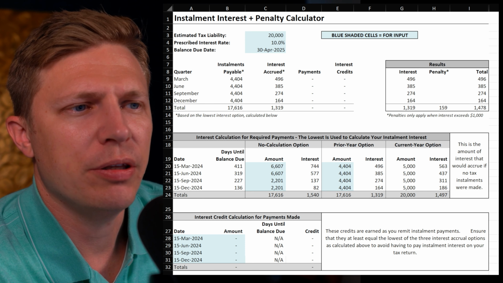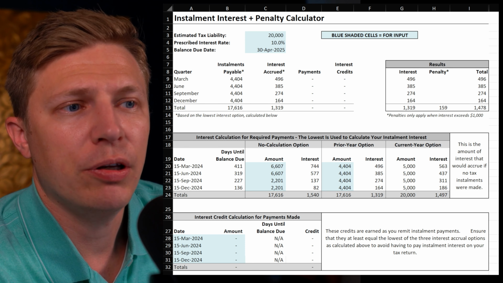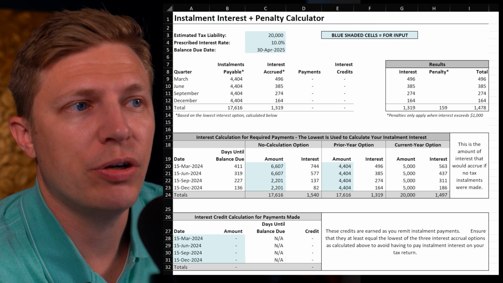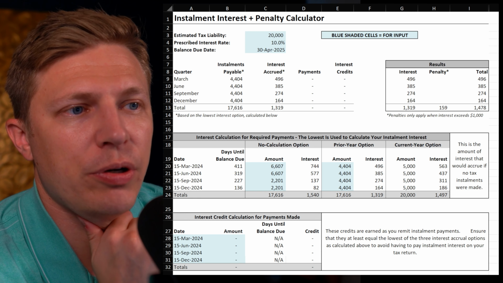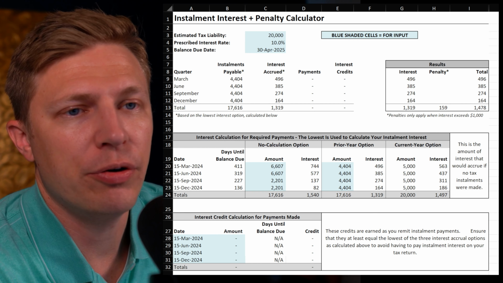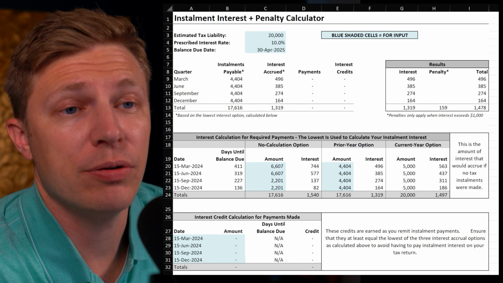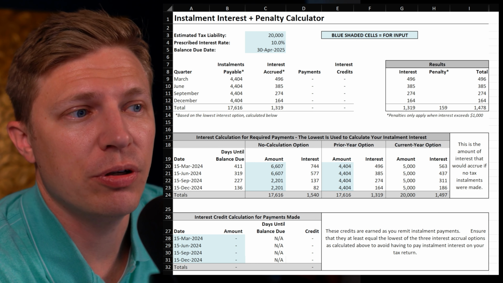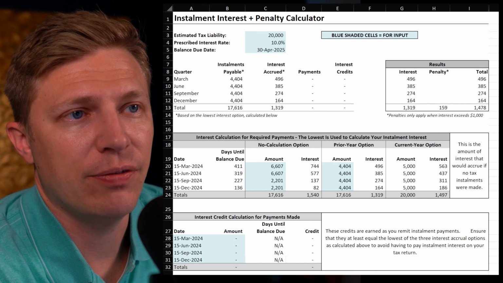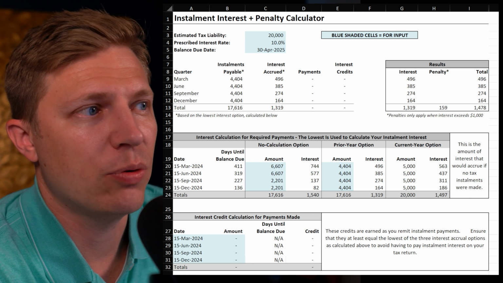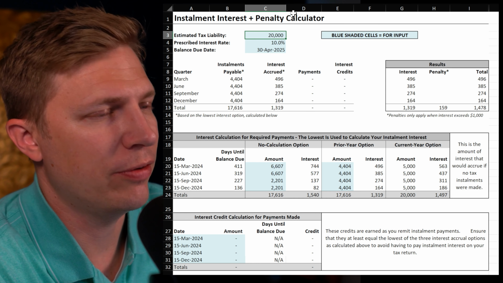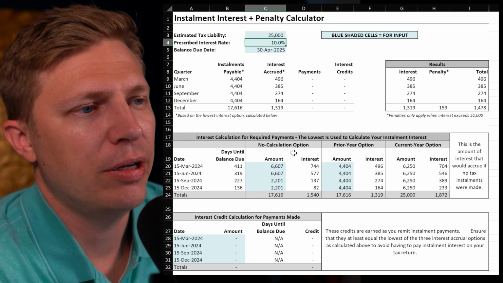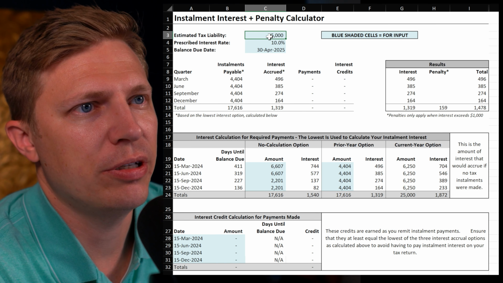So if we look at these three, the no calculation option, if you were to remit 0 payments, would generate $1,540 of interest. The prior year option would have $1,319 of interest, and the current year option would have $1,497. Now, that $1,497 is going to be dependent on whatever number we put here. So if we had $25,000 instead, it's $1,872, not $1,497.